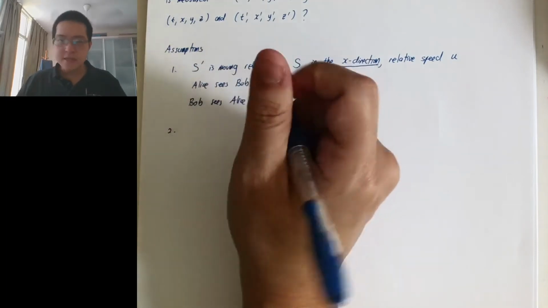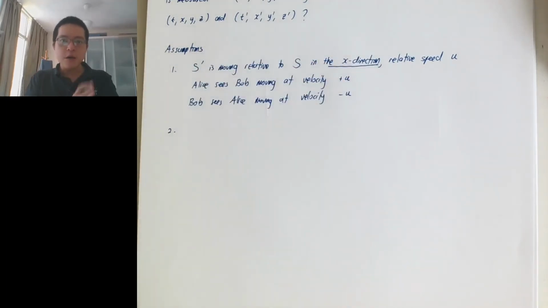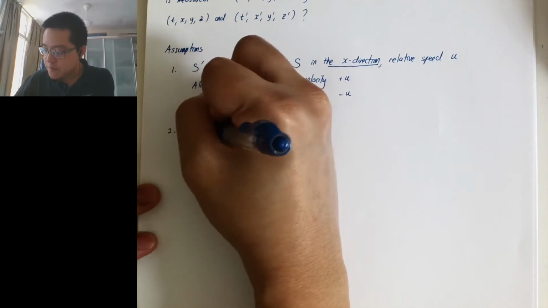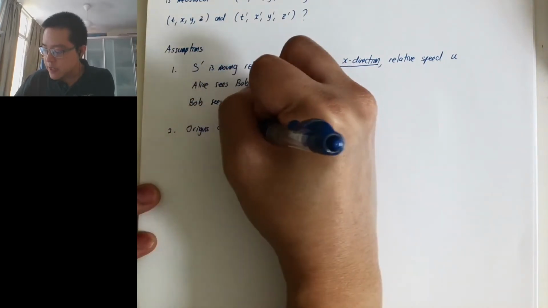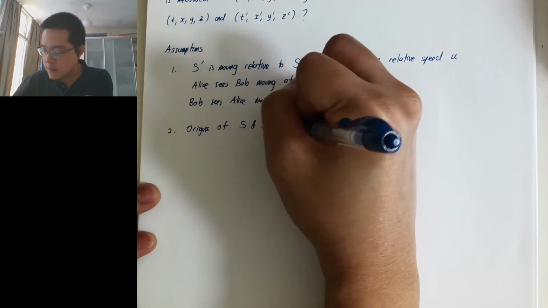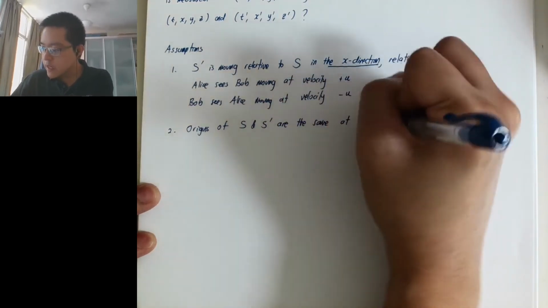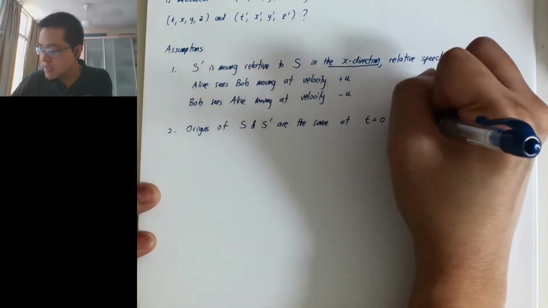Second assumption is we will synchronize our watch between Alice and Bob at time 0. So both persons have the watch start from 0 together at the same time, when their origins are the same. So the origin of S and S prime are the same at time 0, and both of them start at the same time.